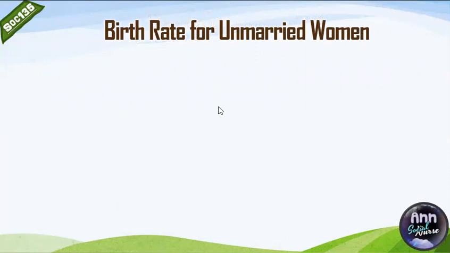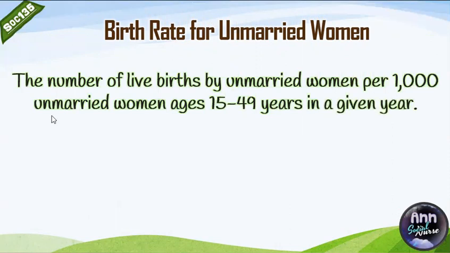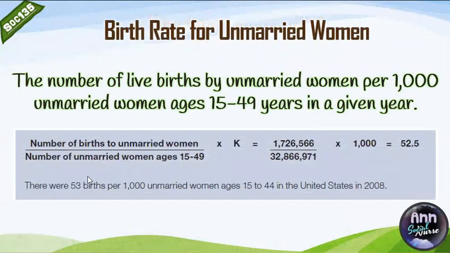Okay, birth rate for unmarried women. This is the number of live births by unmarried women per 1,000 unmarried women ages 15 to 49 years in a given year. The formula is the number of births to unmarried women over the number of unmarried women 15 to 49 years old, times 1,000. Substituting the values, times 1,000, equals 52.5. So there were about 53 births per 1,000 unmarried women ages 15 to 44, this time in the United States in 2008.